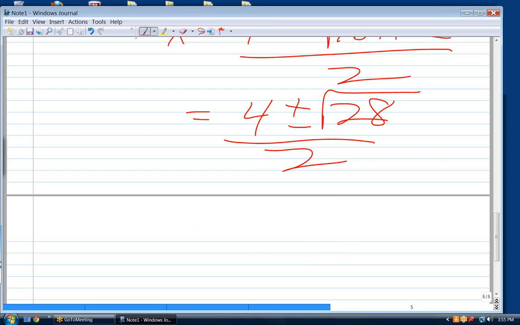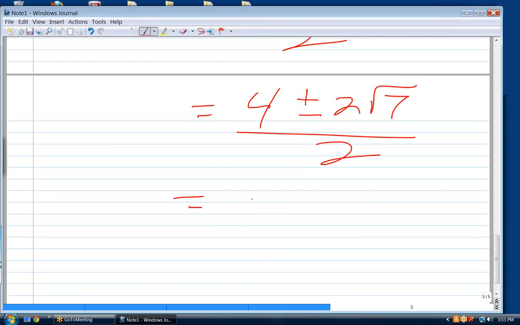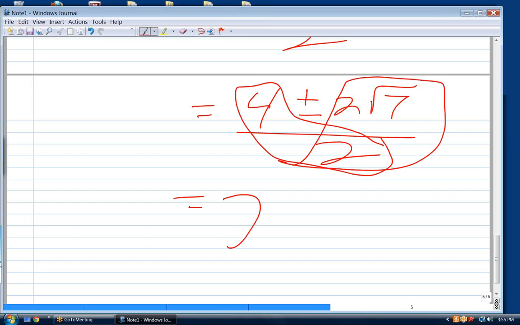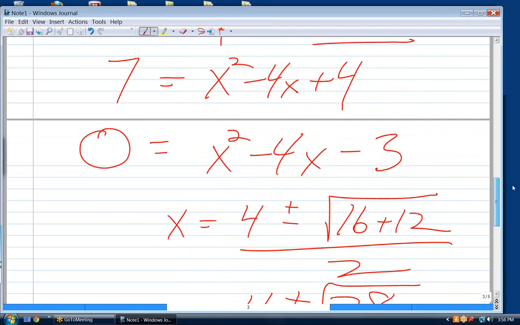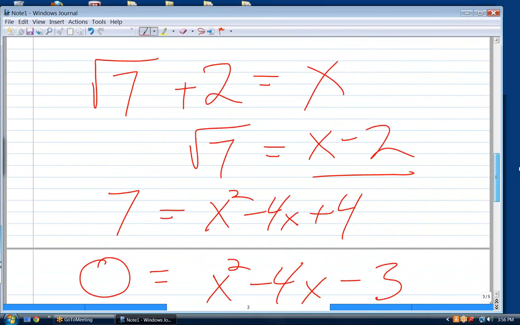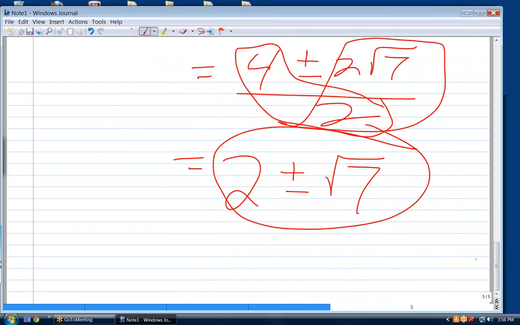In other words, when you use the quadratic formula and you come up with whole numbers, it means you could have factored it. This, on the other hand, comes out to be plus or minus 2 root 7 all over 2. So this has irrational answers. I now want to split this up into 2 fractions like that. So I get 2 plus or minus root 7. Notice that that is a real answer to our problem, but it's not an integer. It's an irrational number. But it's not imaginary.